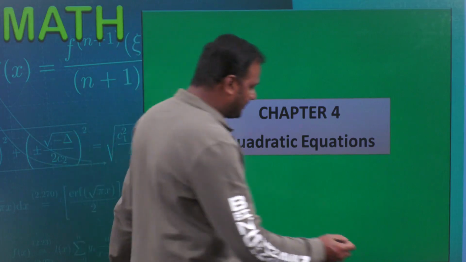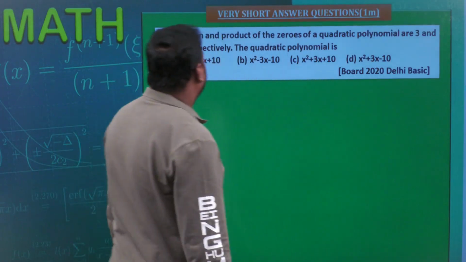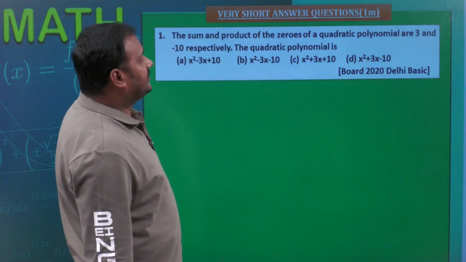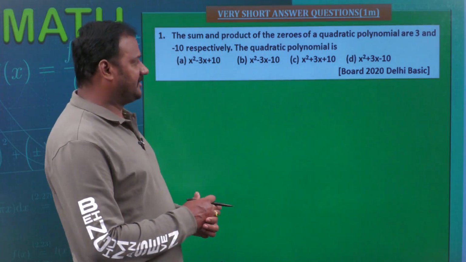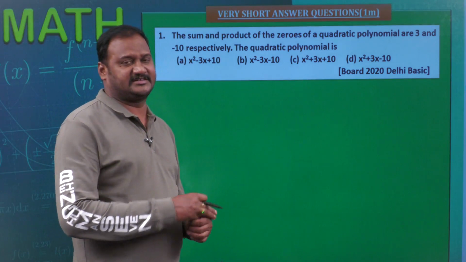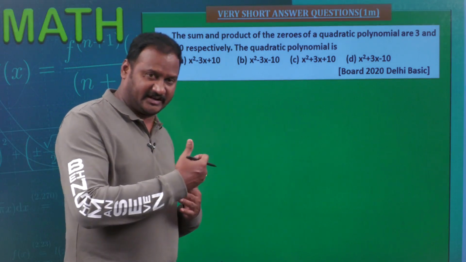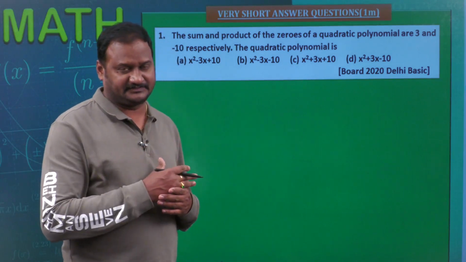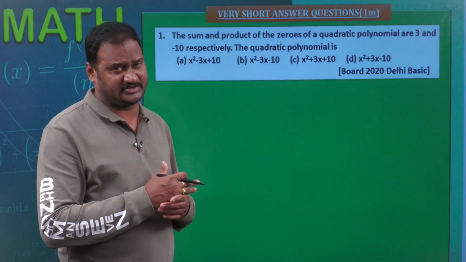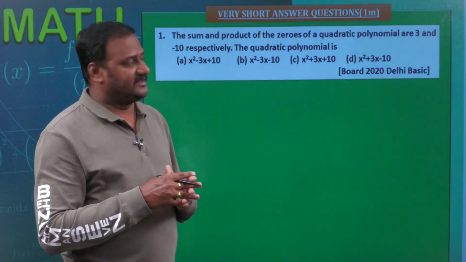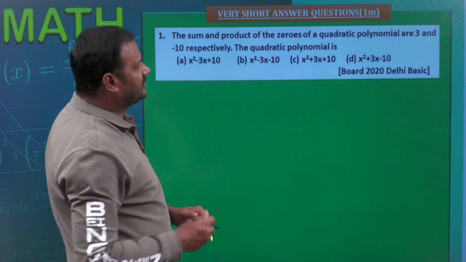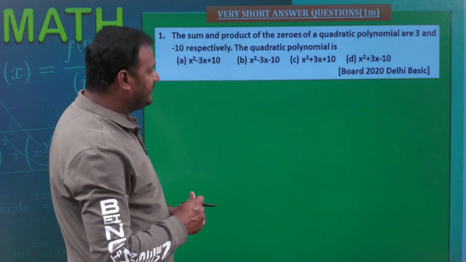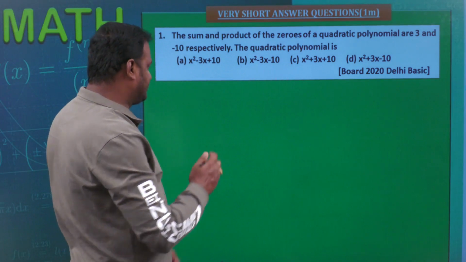Right. So the problem given here is: the sum and product of zeros of a quadratic polynomial are 3 and -10 respectively. Then what is the quadratic polynomial? Just now we discussed polynomials, and quadratic polynomials and quadratic equations are almost similar. Okay. So here the sum of the zeros of the quadratic polynomial is 3 and the product of zeros is equal to -10.